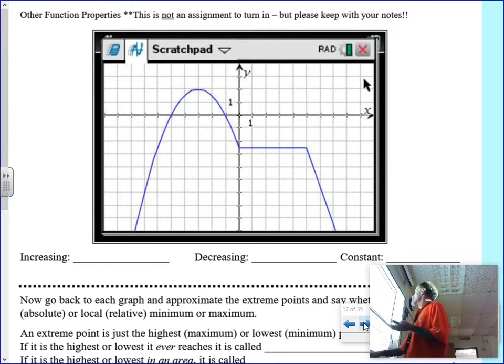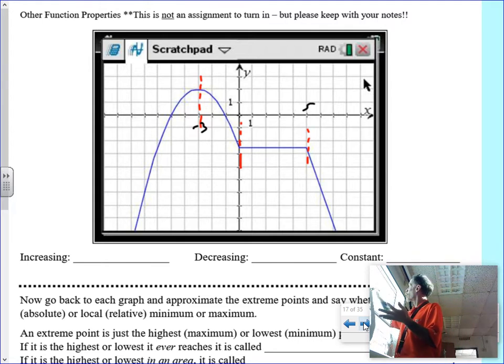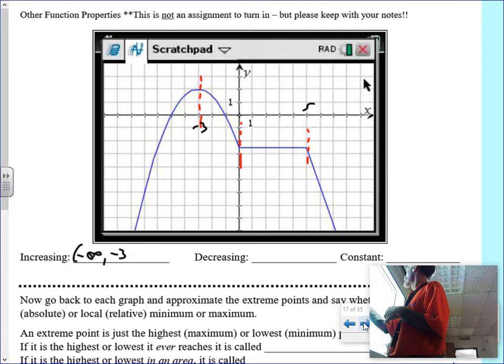Okay, so what do you get? So again, if I do my little lines here, I got a line there, I got something going on here, maybe something going on here. So that's at -3, and that's at 1, 2, 3, 4, looks like that's at 5. So again, first thing I see from left to right is it's going up. So that's going to be from -infinity to -3 for increasing. And then it's decreasing from -3 to 0.